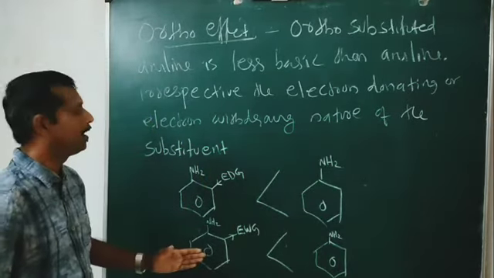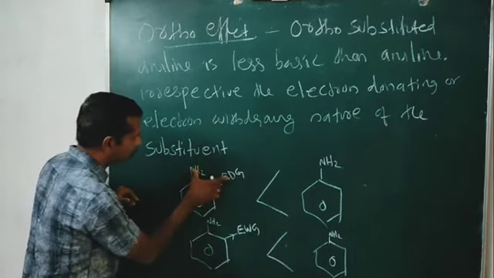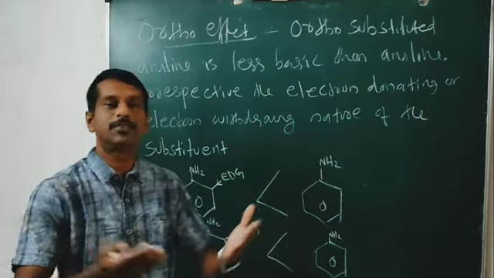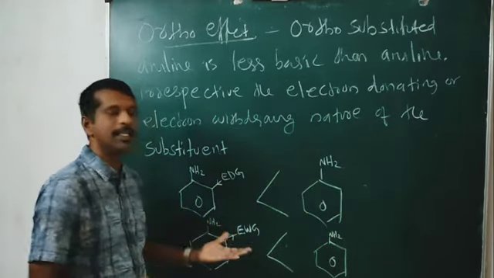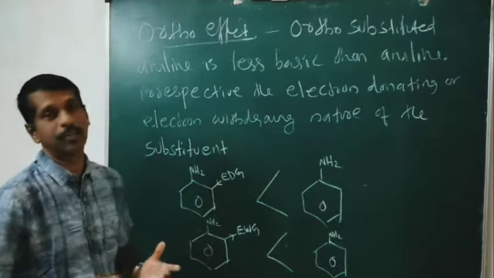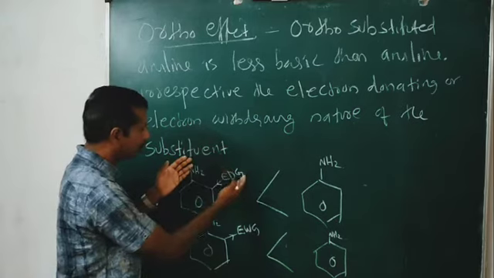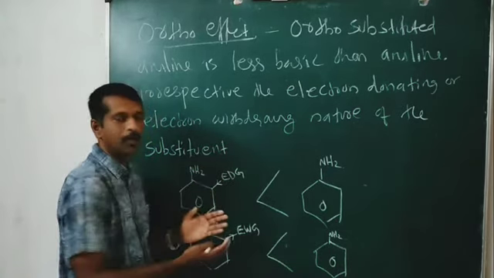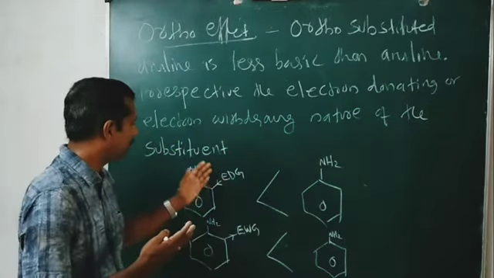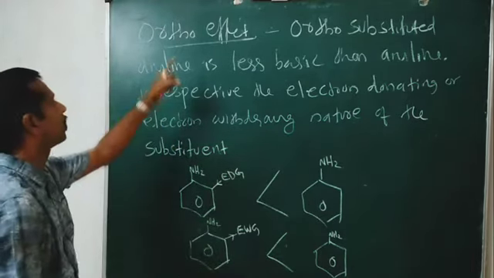The reason could be the close proximity of these two groups. These two groups are very close, therefore steric factor is there, electronic factor is there. There are two factors, one is steric factor and the second one is electronic factor. Because of these factors, ortho substituted aniline is always less basic than aniline. This is what is called ortho effect.